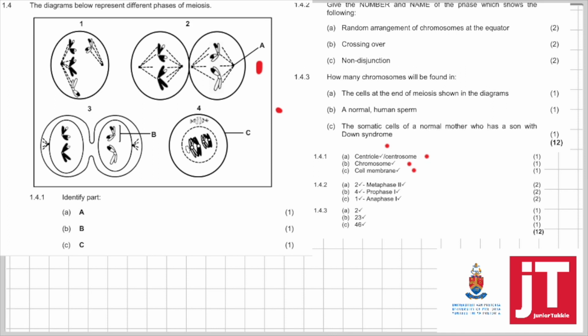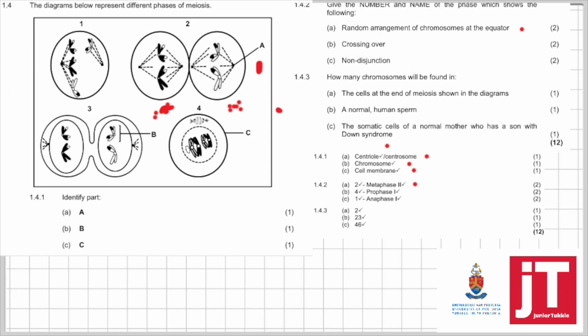Give the number and name of the phase which shows the following. Which number and name shows a random arrangement of chromosomes at the equator? A random arrangement of the chromosomes we know is metaphase. Now let's see which one is metaphase. Meta means middle, so the chromosomes must be at the middle. So there they are, and this is obviously metaphase 2. So the number is 2 and the name of the phase is metaphase 2.